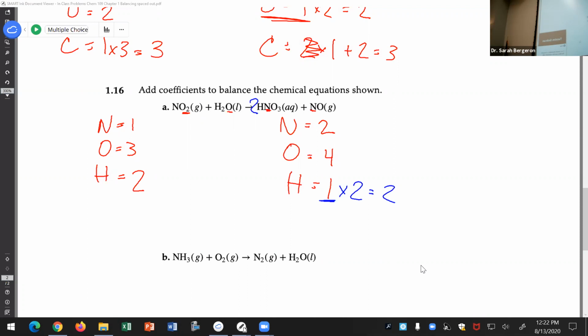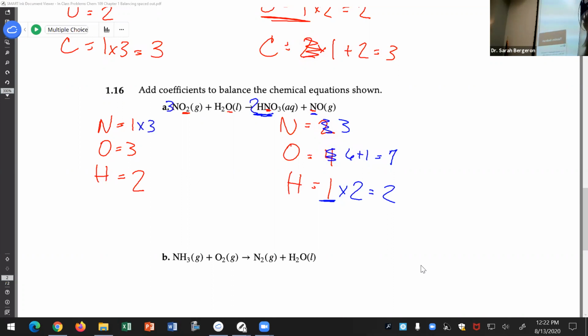And what happens? I changed a bunch of stuff, didn't I? So my nitrogen, I now have 3 because I have two here and 1 here. Okay, and then oxygen, same thing. 2 times 3 is 6, plus 1 is 7. Okay, now what? Am I balanced? Absolutely not. Okay, now what? I could balance the nitrogens. Okay, so what are we going to do?